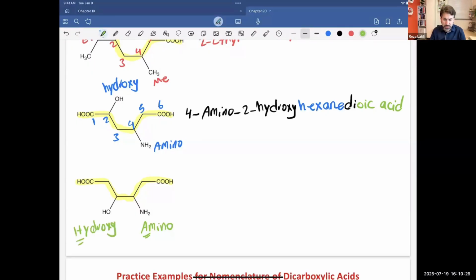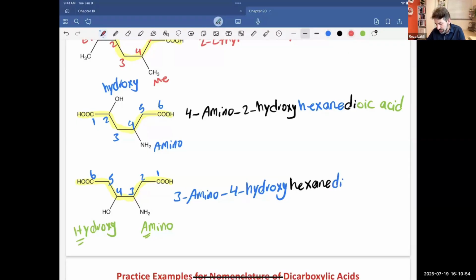I'm going to give the priority to the amino, so I will start labeling from the right side, and I go 1, 2, 3, 4, 5, 6. So I go 3 amino, and then I go 4 hydroxy, and I have 6 carbons, so it will be hexane, and I go dioic acid.